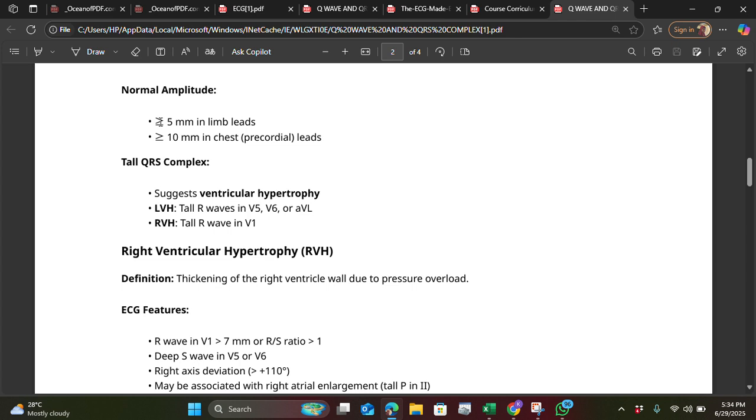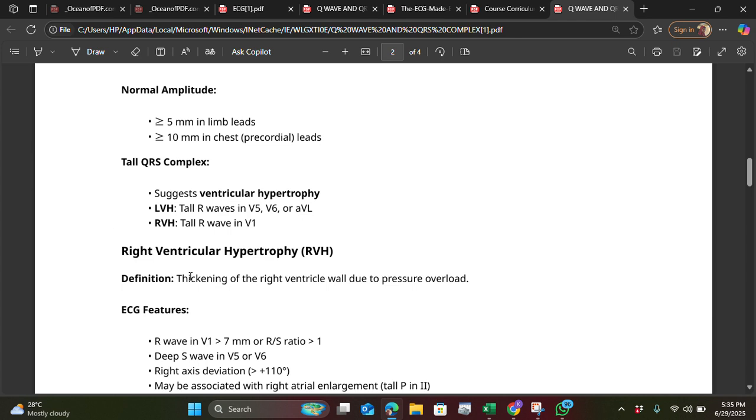And now tall QRS complex represents ventricular hypertrophies. So first things first, when you see a very tall QRS, especially in the chest leads, know that your patient is likely to have a ventricular hypertrophy. Now, what kind of hypertrophy? There's left ventricular hypertrophy and right ventricular hypertrophy. Left ventricular hypertrophy has to do with tall R waves in V5, V6, or aVL, while right ventricular hypertrophy has to do with tall R waves in just V1.